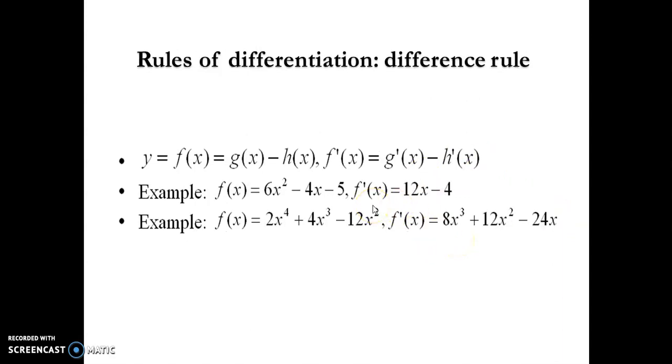Similarly, your difference rule applies the same logic. I will have to end this recording at this point, and we will continue with the difference rule in part 2.